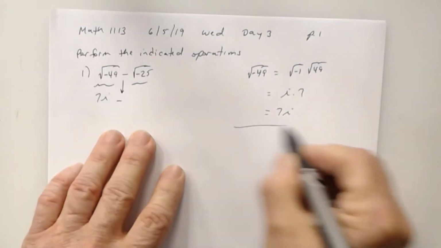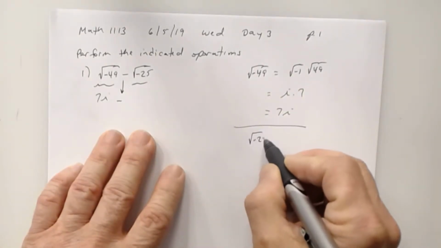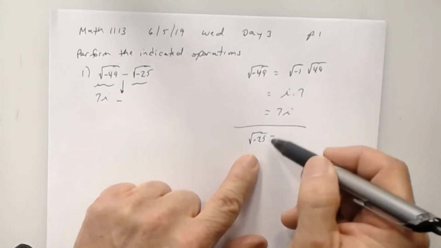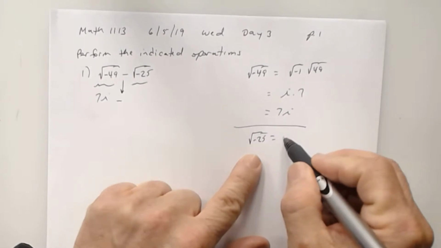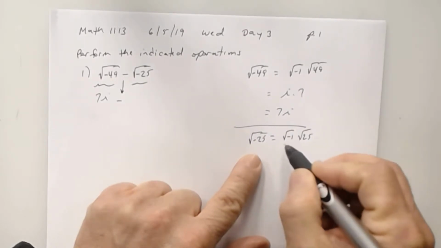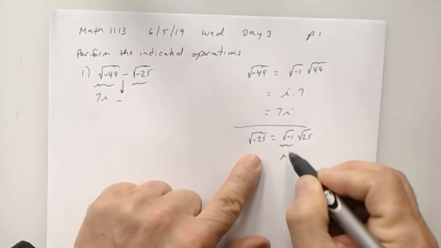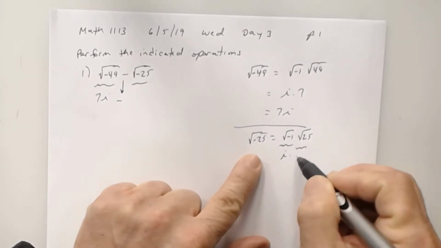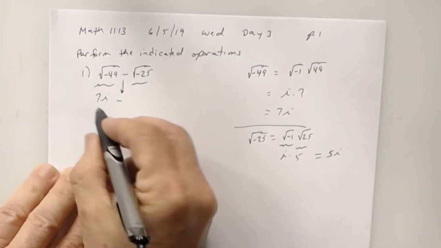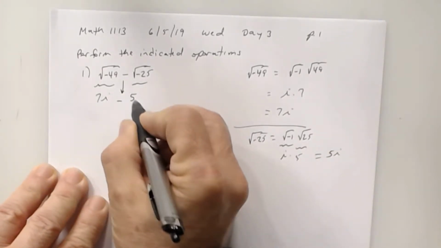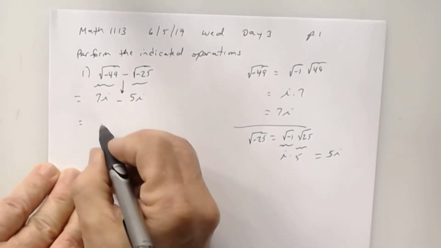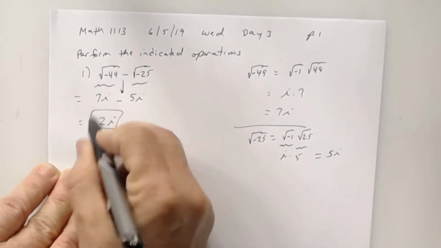So if you need to, do the same thing. How would you rewrite the square root of negative 25? Square root of negative 1 times the square root of 25. What's the square root of negative 1? i. Square root of 25 is 5. So i times 5 is the same thing as 5i. So this is 7i minus 5i. Can I combine like terms? Yep. What's the answer? 2i.